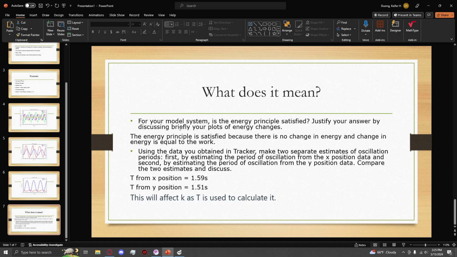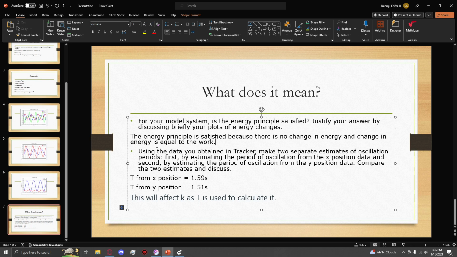So what does this mean for your modeling system? Is the energy principle satisfied? Justify your answer by discussing briefly your plot of energy changes. The energy principle is satisfied because there is no change in energy, and change in energy is equal to the work.